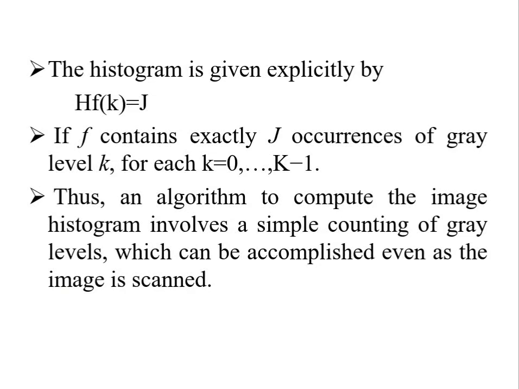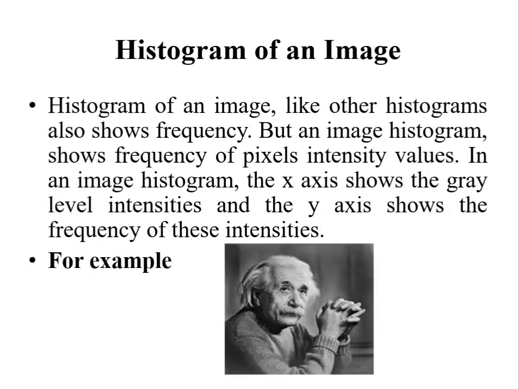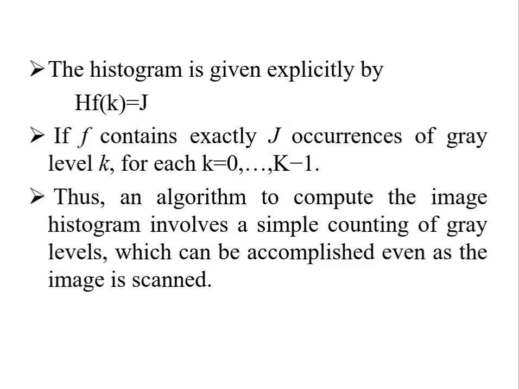Thus, the normalized histogram is given by p(r_k) is equal to n_k upon M into N, for k equal to 0, 1, 2, up to L minus 1, where p(r_k) is an estimate of the probability of occurrence of an intensity level r_k in an image. The sum of all the components of a normalized histogram is equal to 1. Histograms are the basis for numerous spatial domain processing techniques. Histogram manipulation can be used for image enhancement.